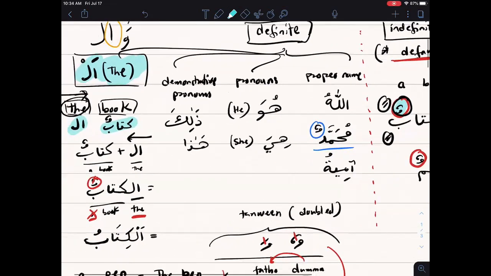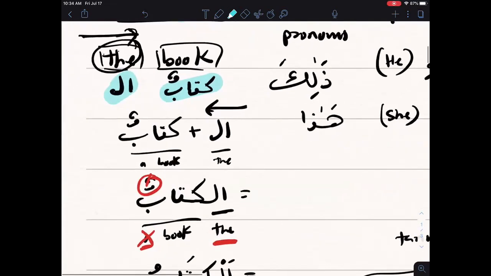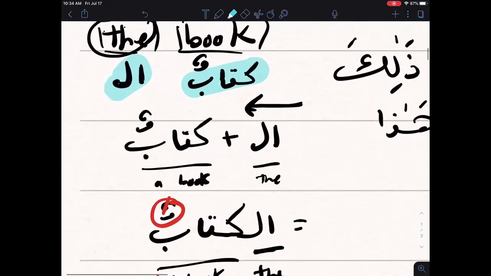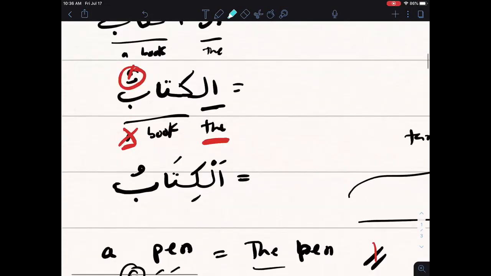Okay, and we just talked about definite, and we mentioned that when we have alif lam, we cannot have tanween anymore. This rule, believe it or not, is one of the golden rules in Arabic language. There is no way you can have tanween and alif lam in the same word. So what does it mean?